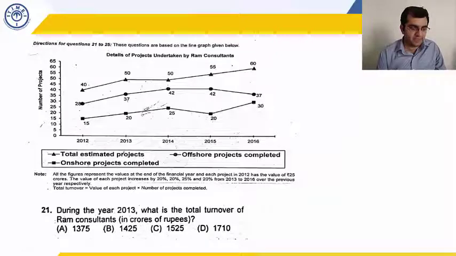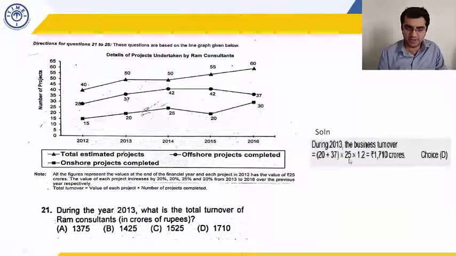So 2013, what is the total turnover? Total projects, 37 plus 20, 57, into cost of a project. So what is the cost of one project, as we saw? 25 crores in 2012. In 2013, it increases by 20% and it becomes 30 crores. So 25 into 1.2 becomes 30 and the number of projects is 57. So 57 into 30 becomes 1710 crores. Option number D.